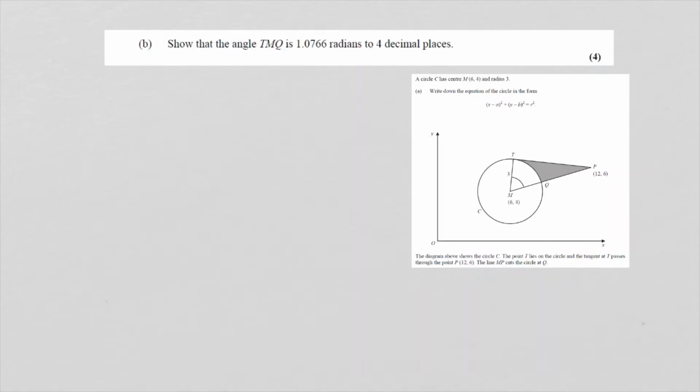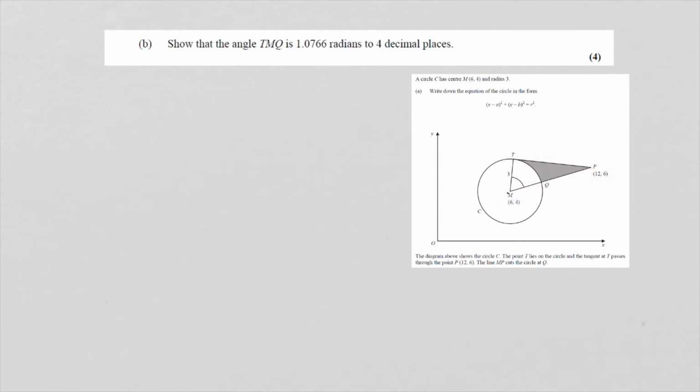B part, show that the angle TMQ, so we're looking for M, is 1.0766 radians to 4 decimal places. So we're talking about that angle here. We need to show that our angle is 1.0766 radians. Well, to find that angle, we know the distance. We need to find the distance from that to that. Because this is a right angle triangle.